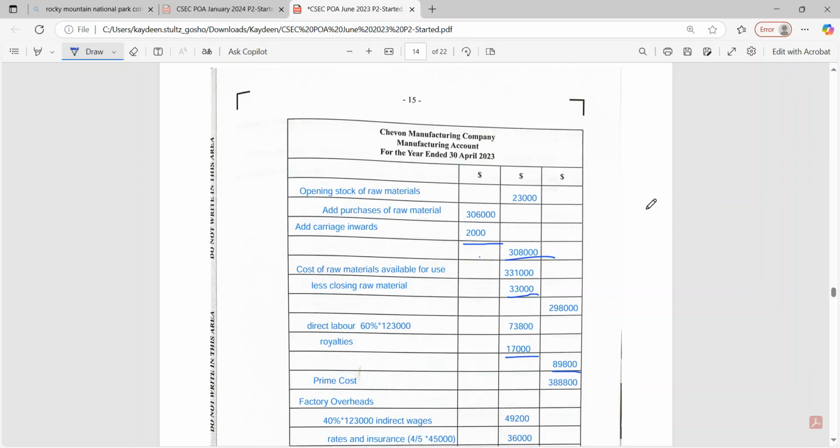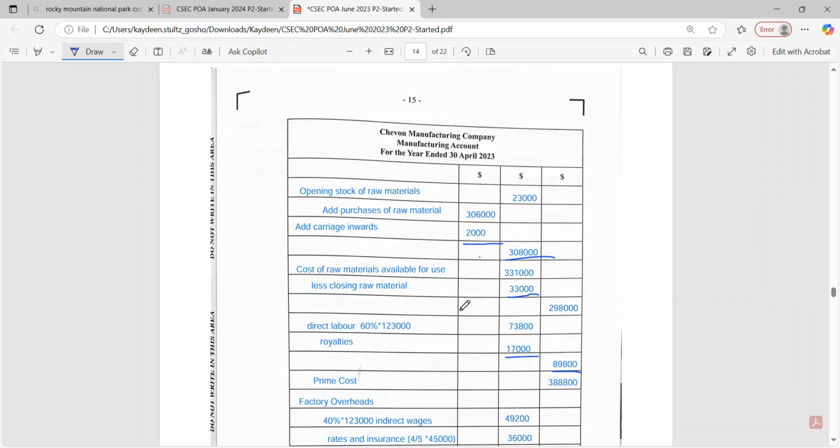Now, some students say that they find it hard to remember the manufacturing accounts. However, if you look at it carefully, you will notice that it's very similar to your profit and loss or your income statement, where you have opening stock plus purchases plus carriage inwards and minus returns outwards, which will give you cost of goods available for sale. So it follows the same pattern. So there's no reason for you to not be able to remember, right? It follows the same pattern.